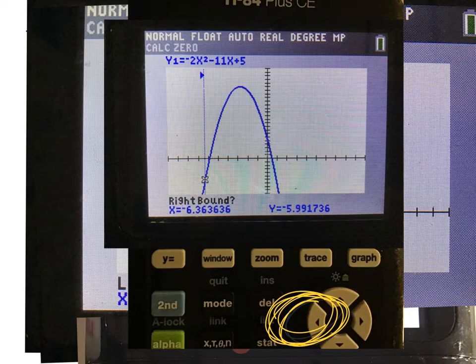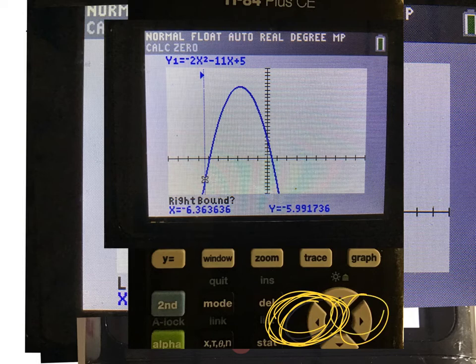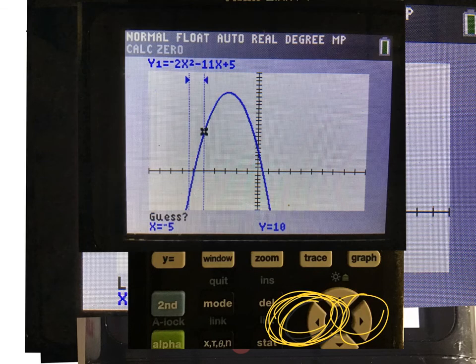So now, using the right arrow button, move your cursor past where it crosses the x-axis. It crosses the x-axis about there. Move your cursor to about here so that it has a range in which to look. So you see how I moved my cursor up to here? I pressed enter. So now my calculator is going to look in between the left bound and the right bound for the point where it hits the x-axis.